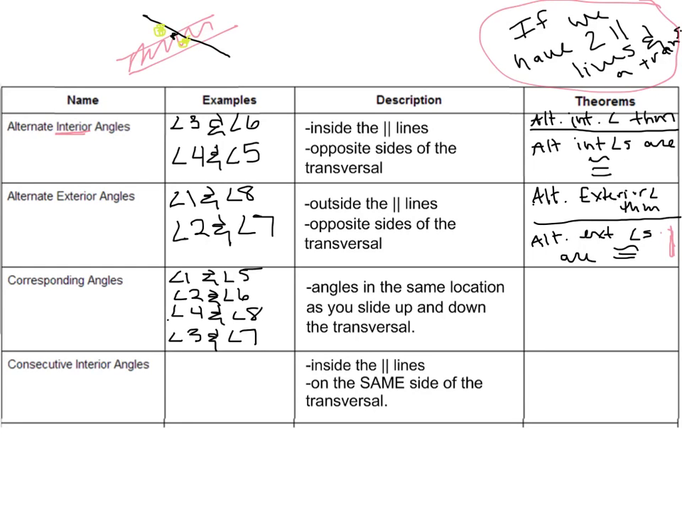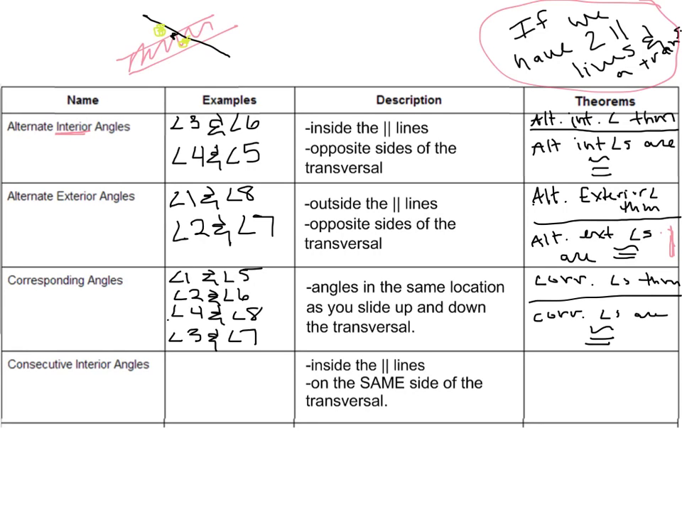And once again, we've got a theorem for it. It is called the corresponding angles theorem, and that tells us that corresponding angles are congruent. So corresponding angles are congruent.